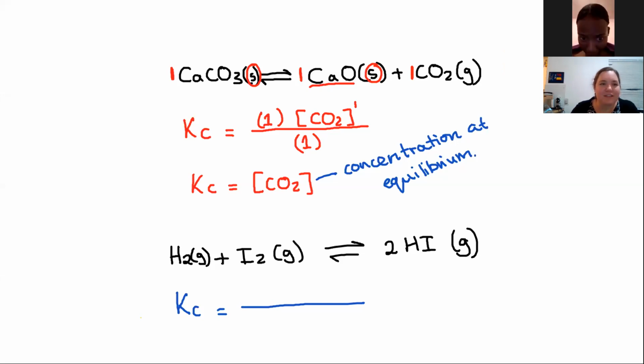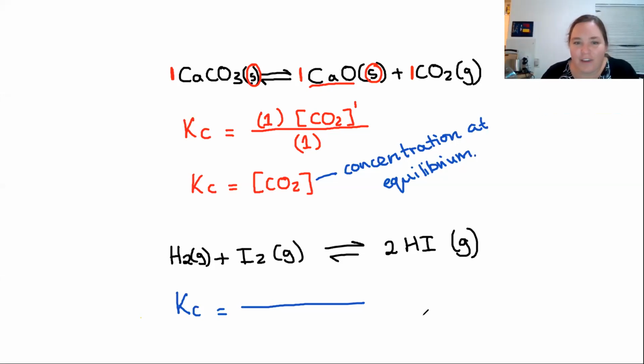All right, and because I don't want to take forever, I'm going to start jumping into this. So remember, it's always going to be products on top. So here it's going to be [HI] to the power of 2 over [H2] to the power of 1, because there's a 1 there, times [I2] to the power of 1.